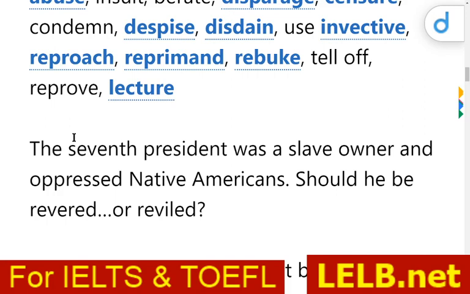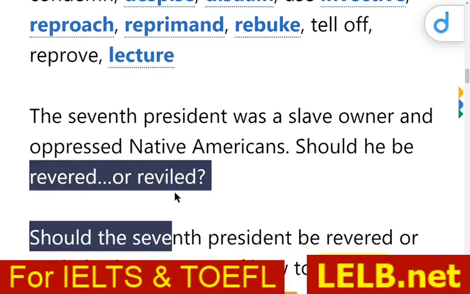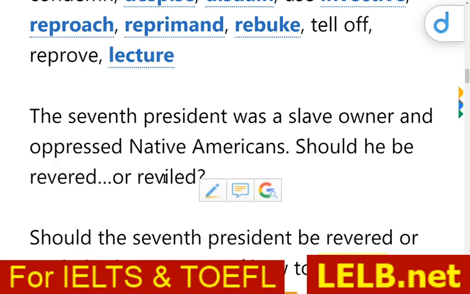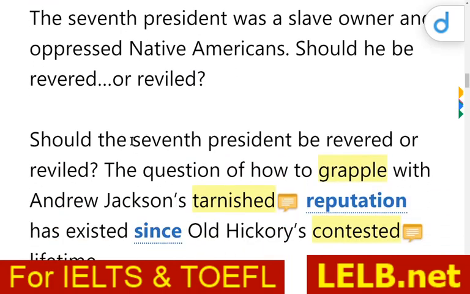Okay, the 7th president was a slave owner and oppressed Native Americans. Should he be revered or reviled? So as you can see, these two verbs make excellent antonyms. Revere means to respect a lot, and revile means to criticize severely. Okay, should the 7th president be revered or reviled?